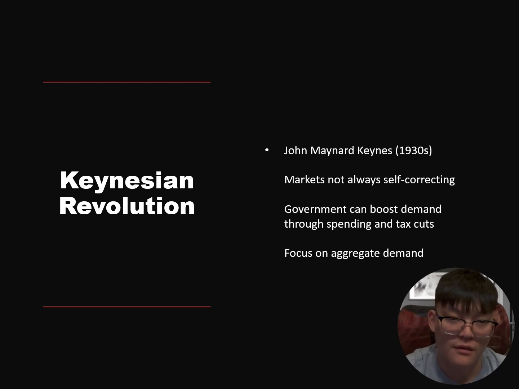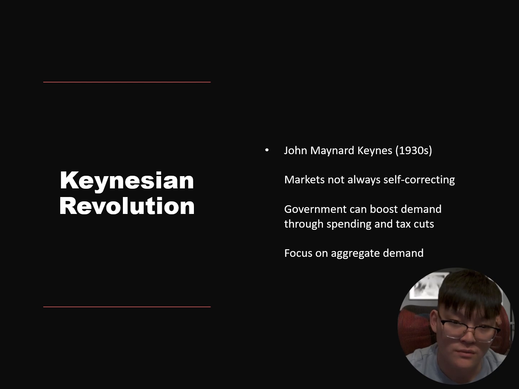However, the view of classical economics began to break down during the Great Depression in the 1930s. Despite falling wages and prices, unemployment remained extremely high, and demand for goods didn't recover on its own. This crisis revealed a major flaw in classical theory: markets are not always self-correcting in the short run. And this is where John Maynard Keynes came in.